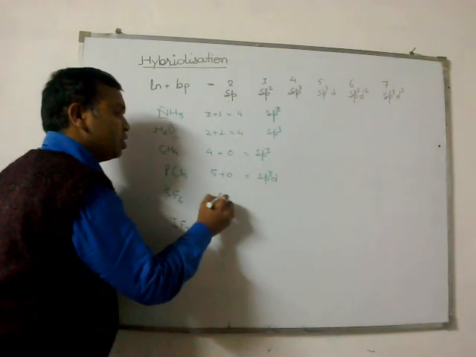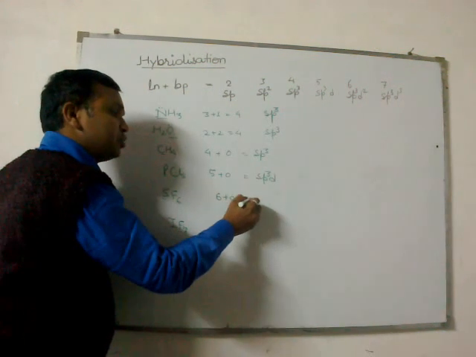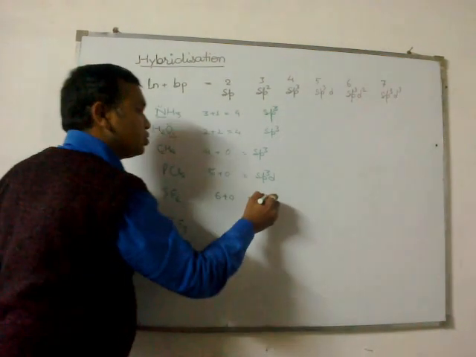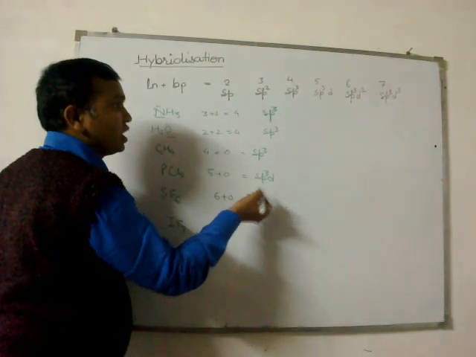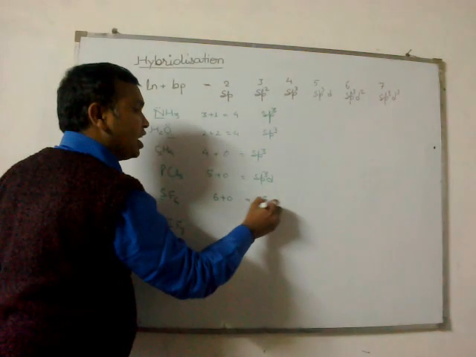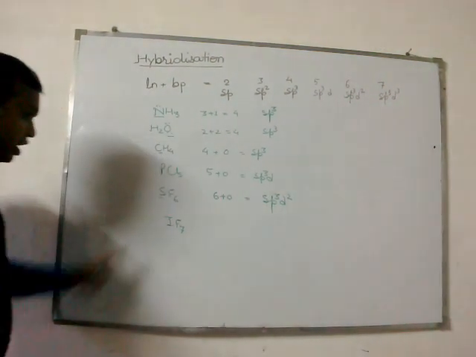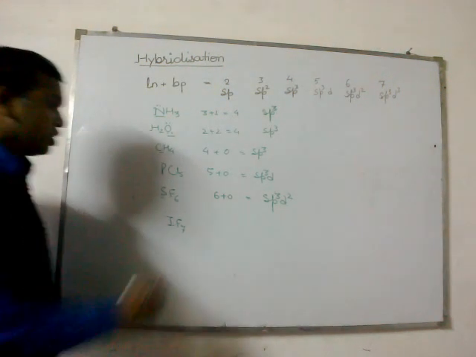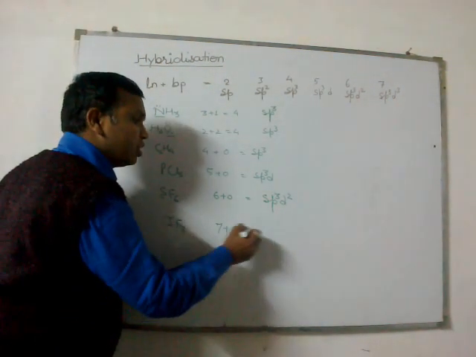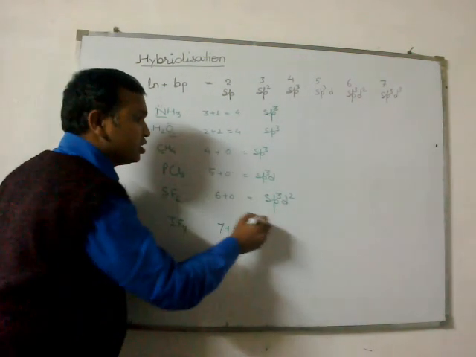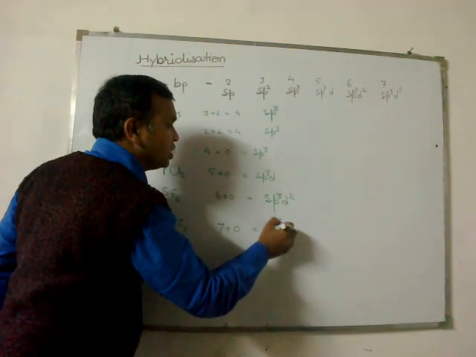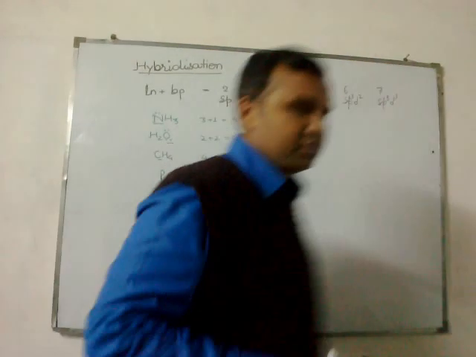For SF6 we have 6 bond pairs and we don't have any lone pair, so the total number of orbitals is 6, and the hybridization is found to be sp3d2. If IF7 is taken, then we have 7 bond pairs and we don't have any lone pair of electrons, so the hybridization is found to be sp3d3.